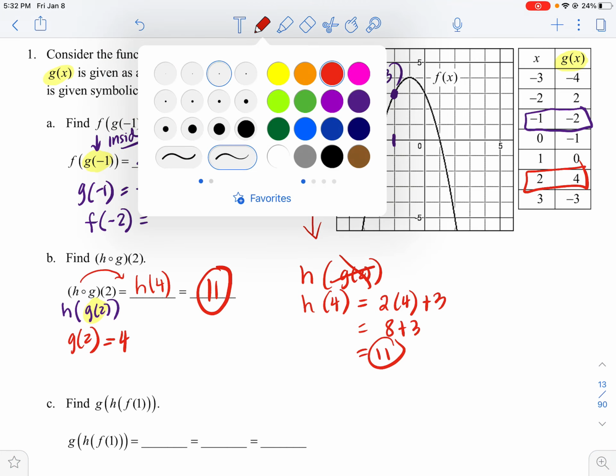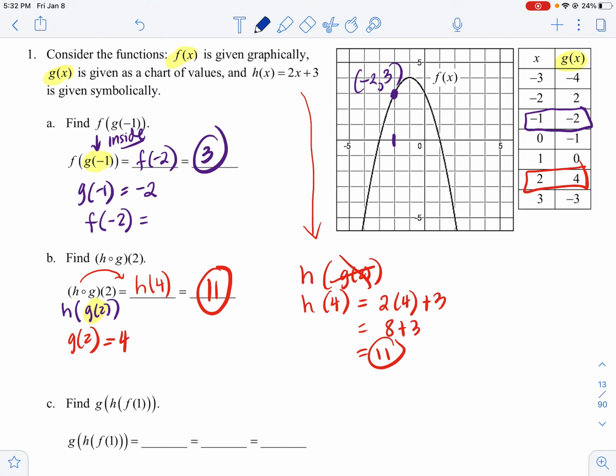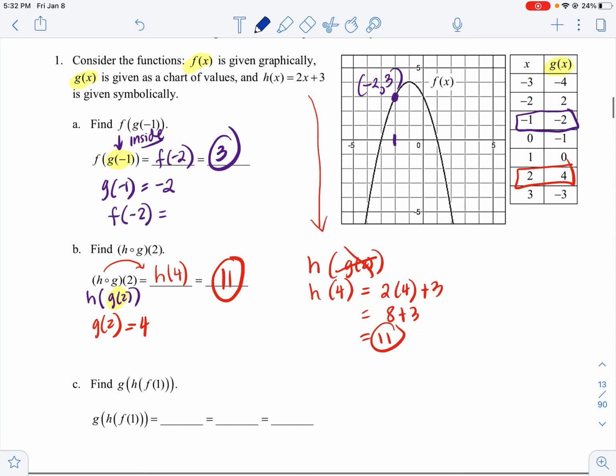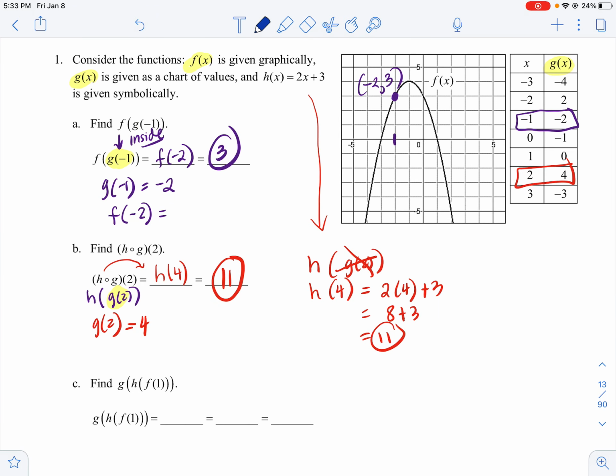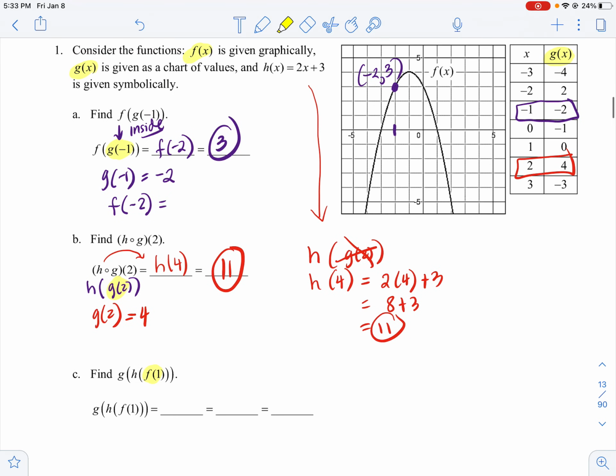Okay, next problem, that's a lot. How do we read that? g of h of f of 1. So there are 3 functions in here. Let's start with the inside function, which is f of 1. I can't put it down because I have no space. What is f of 1? So this is g of h of, we don't know. So let's start with f of 1.